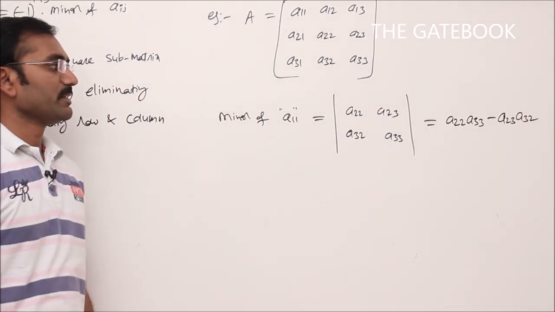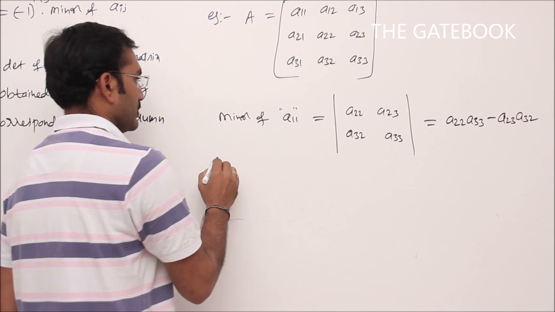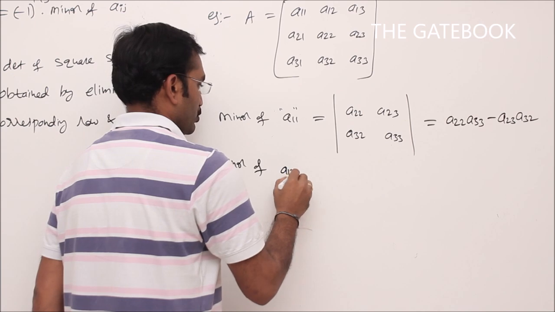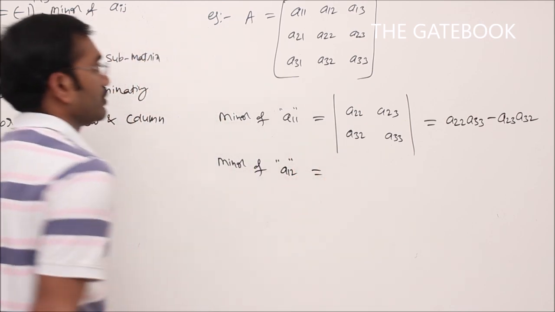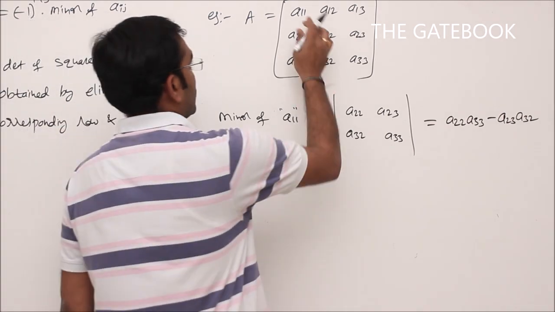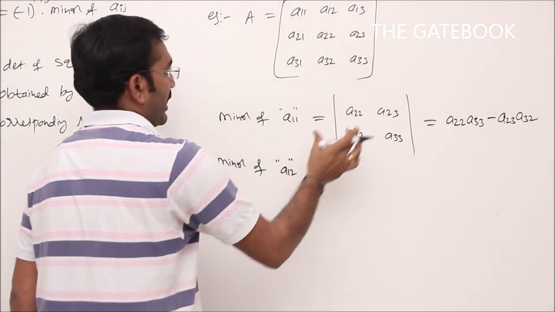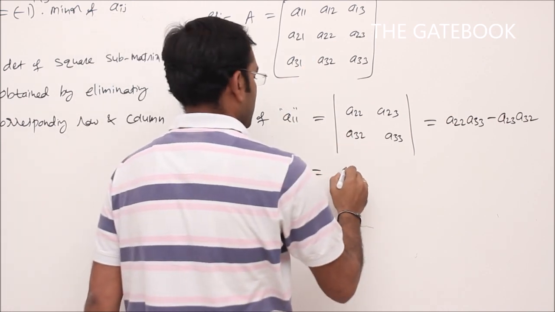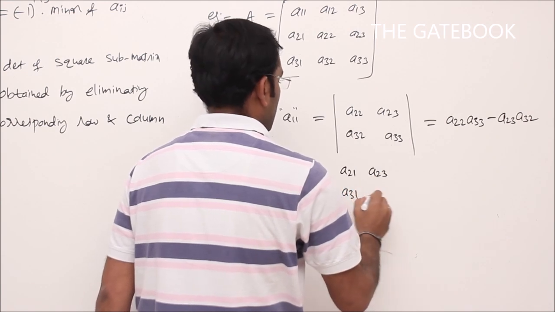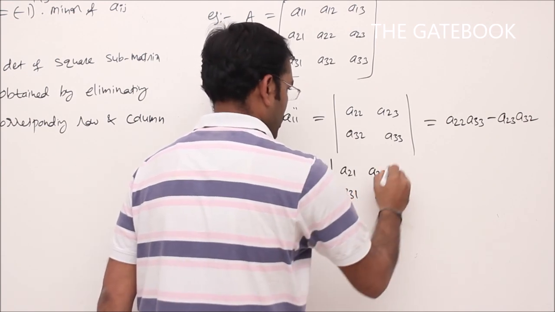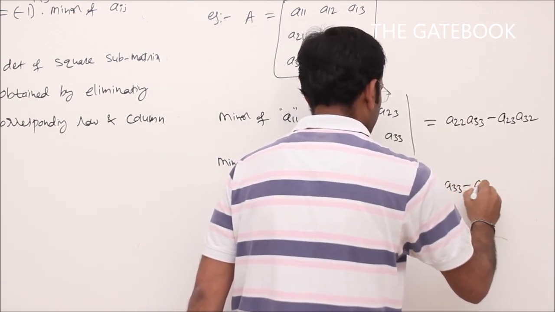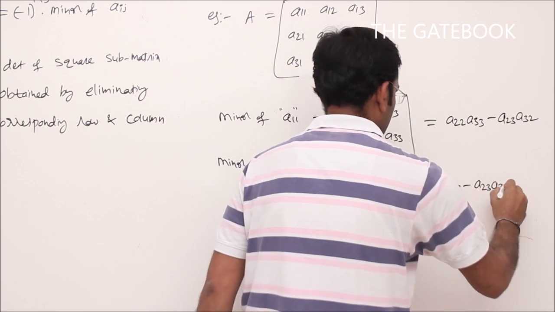That is the minor of element A11. Similarly, take the minor of element A12. Applying the same process, we eliminate the first row and second column and find the determinant of the remaining square submatrix, A21, A23, A31, A33. That is equal to A21 A33 minus A23 A31.